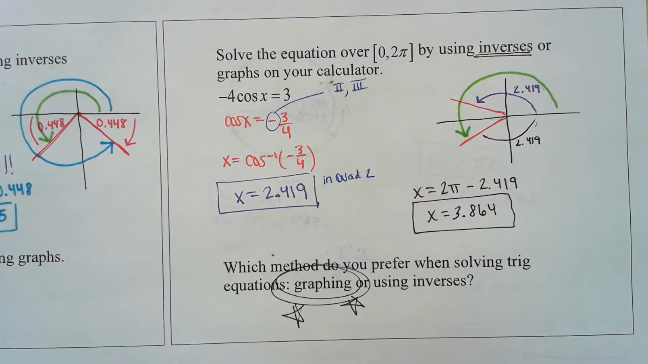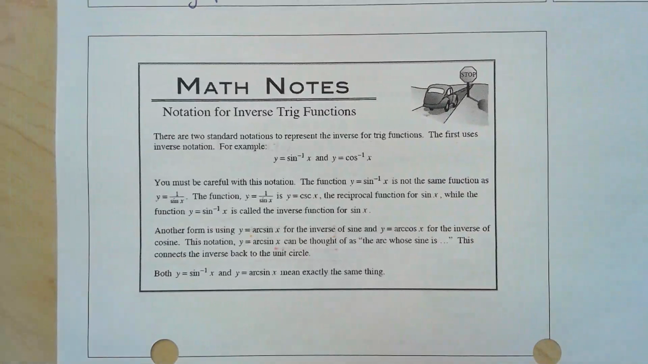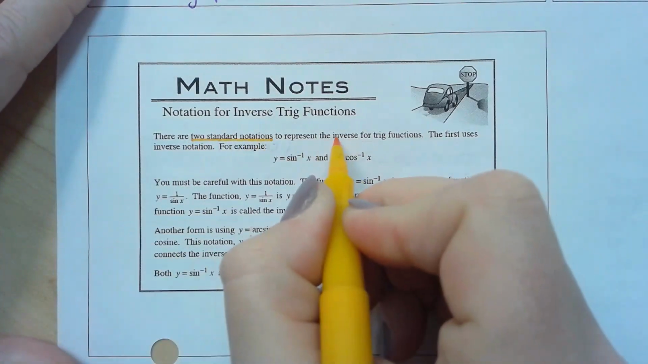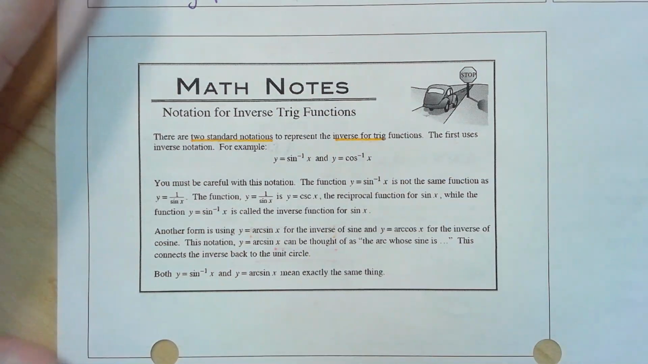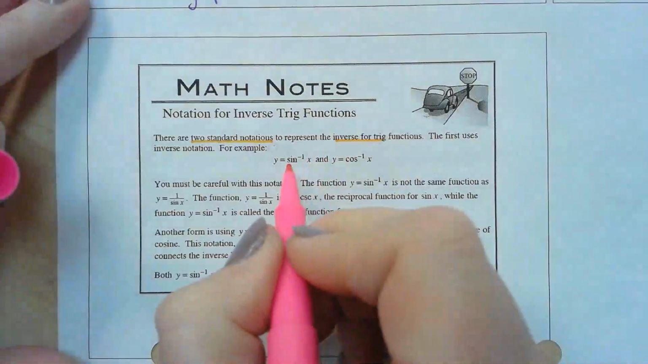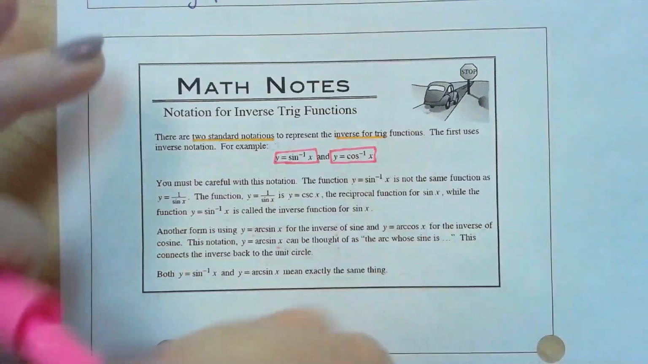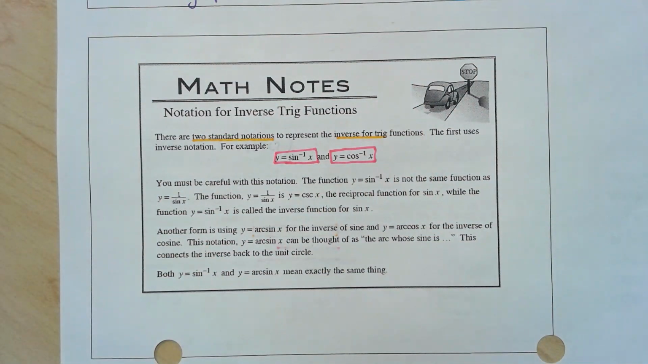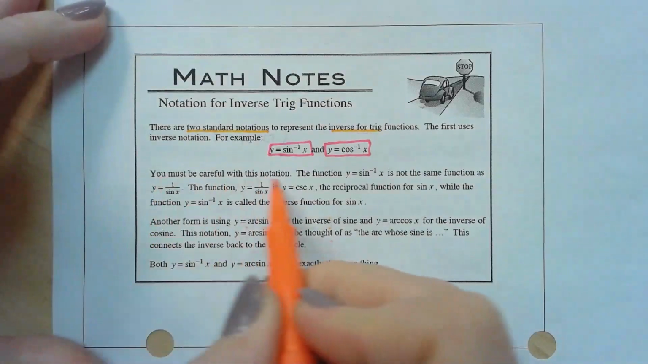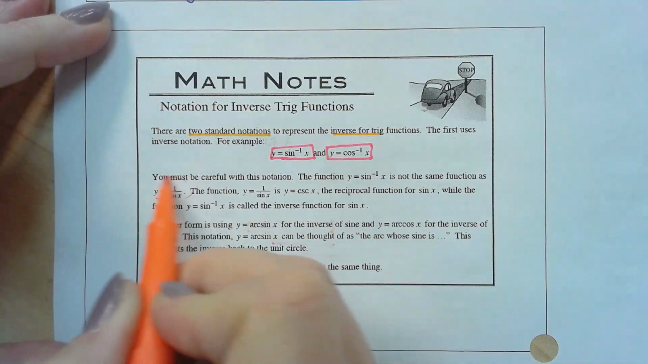Okay? All right, I just want to finish up with this math notes box. Sometimes our math notes box doesn't have much in it. This one has a lot in it. So there are two standard notations to represent the inverse for trig functions. The first one is the one we were using, inverse sine, inverse cosine, which looks like sine to the negative first, cosine to the negative first. We've been talking about that since last year. A -1 exponent with a function does not mean reciprocal. It means inverse. And by the way, that's the next note I have there. Be careful with that. It is not the reciprocal.